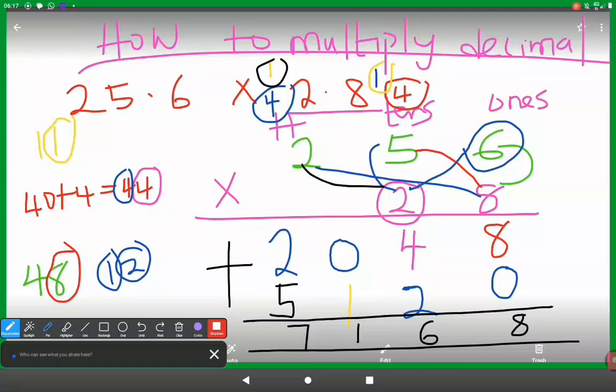Now, how many decimal places? Because we have to count the decimal places. Now, this number is one decimal place because there's only one figure after the decimal point, and the other one is also one figure after the decimal point. So adding, that makes two figures. So then I will start from the back. Count two figures from the back. 1, 2. Then you put your decimal point after you've counted your two figures. So the final answer should be 71.68.